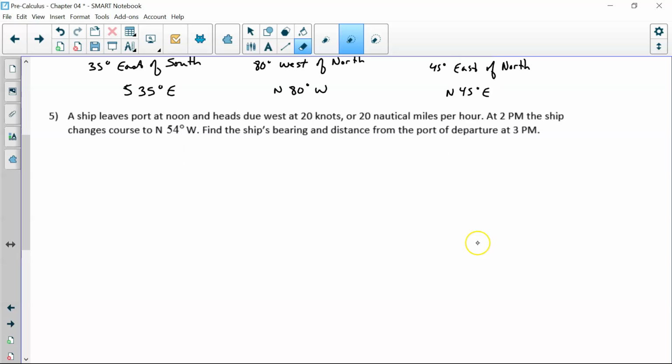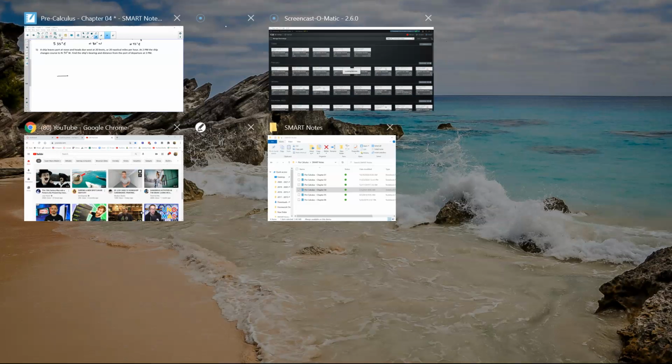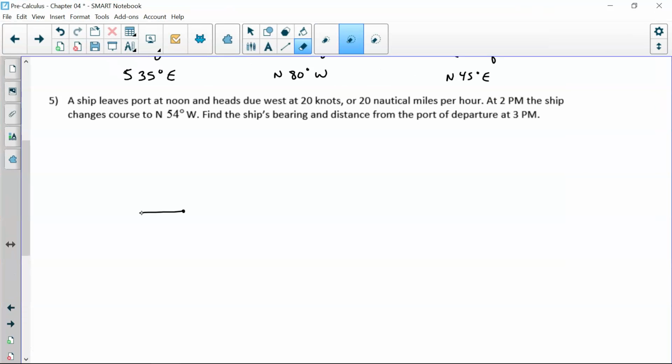Here is a word problem dealing with these. A ship leaves port at noon. So it's starting here, let's say. It's heading due west. So it's going to the west 20 knots or 20 miles per hour. Now at 2 p.m., the ship changes course to north 54 degrees west. So north, south, east, west. It's going to be turning and going in this direction.